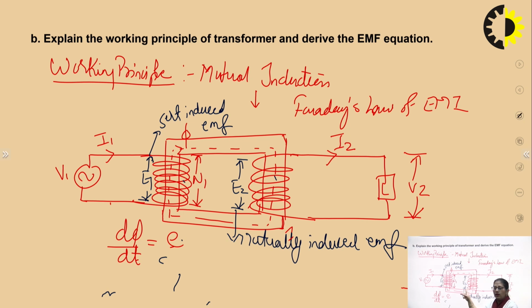Now, the secondary mutually induced EMF will drive the load circuit, make the secondary current flow through the load circuit, and the terminal voltage will also occur across the load. So, this is the working principle. Now, the second portion is we need to derive the EMF equation, right?